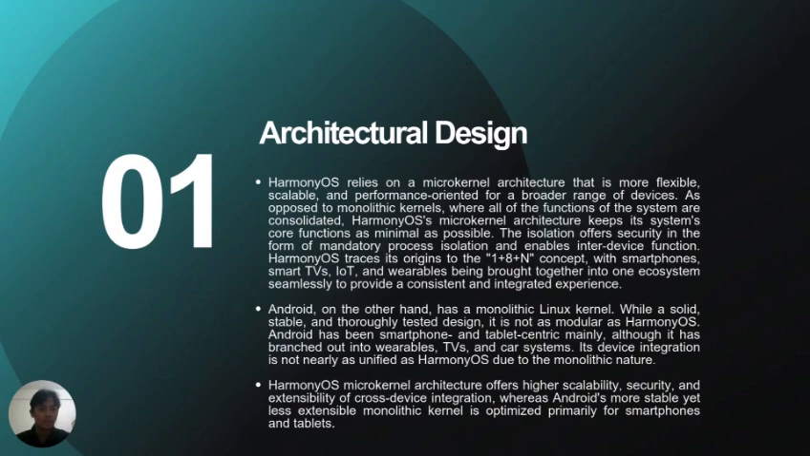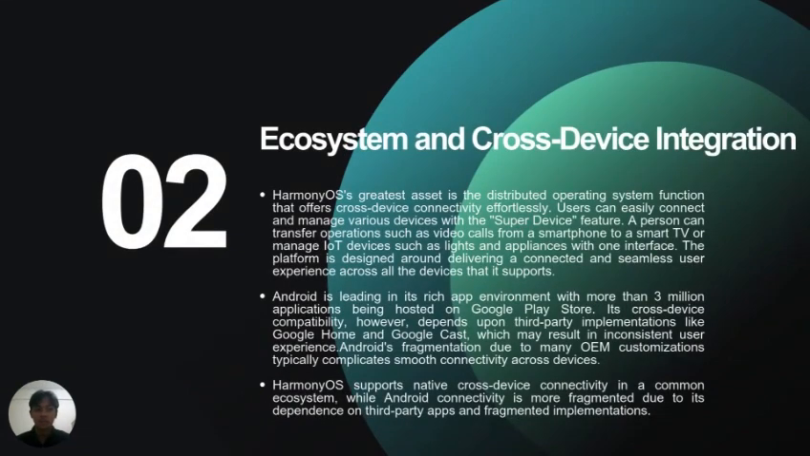The next point is ecosystem and cross-device integration. So HarmonyOS excels in cross-device connectivity. Its super device feature allows users to transfer tasks across devices effortlessly. For example, you can start a video call on your smartphone and switch to your TV or even a smart speaker without interruption. Android, on the other hand, boasts the largest app ecosystem with over 3 million apps on the Google Play Store. However, when it comes to device connectivity, it relies on third-party solutions like Google Home and Google Cast. This often results in inconsistent experiences across different brands and devices.